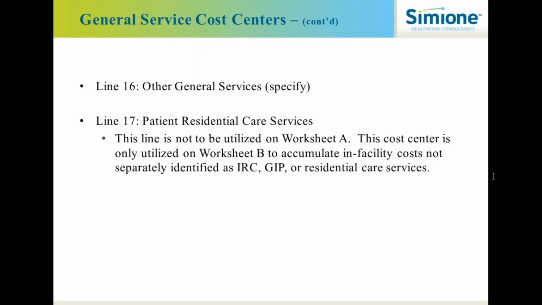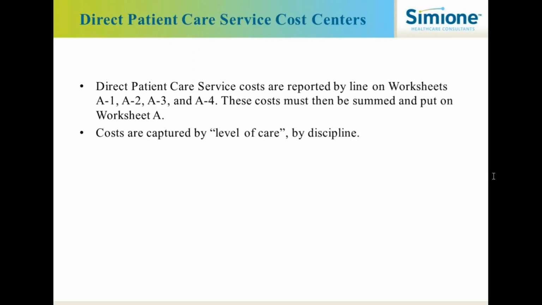So now let's move on and talk about the direct patient care service cost centers. The direct patient care costs are reported by line on worksheets A1 through A4. These costs are then summed up and put on worksheet A. Costs are captured by level of care by discipline.